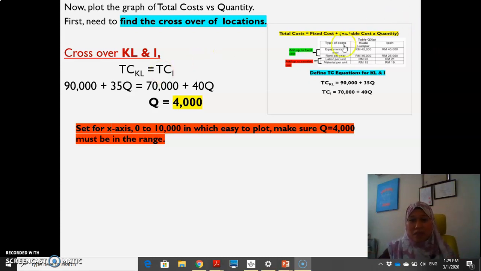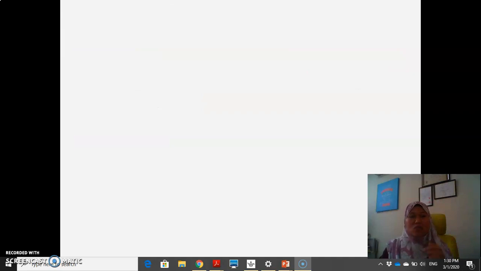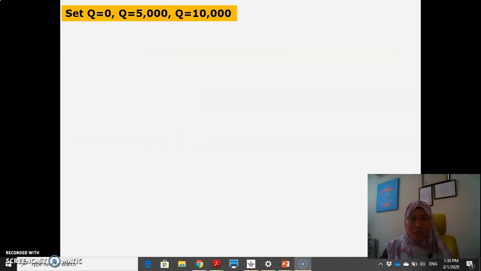Okay, remember these are our TC. Plug in Q equals 4,000, and make sure that 4,000 is included in the range that you decide. So I have decided 0 to 10,000 for the x-axis. Now we're going to determine the y-axis, which takes a few more steps.